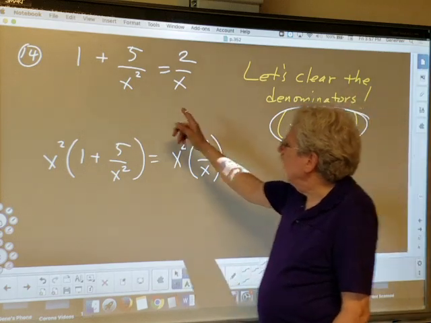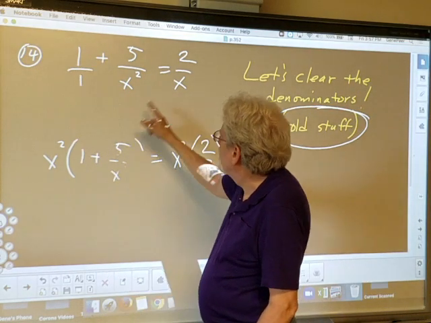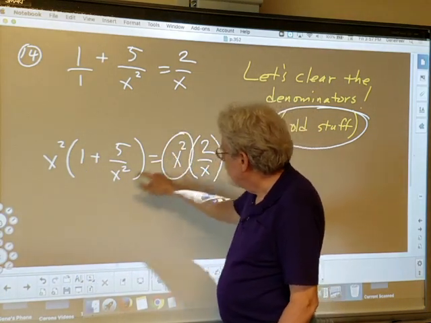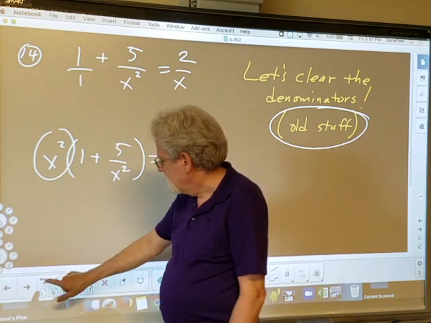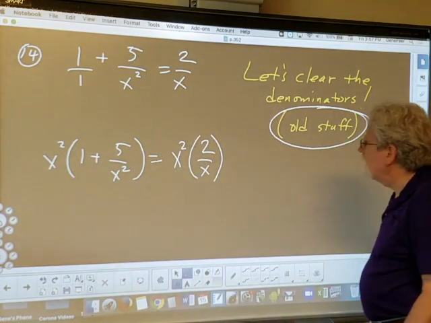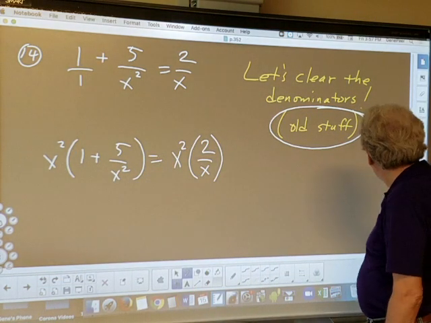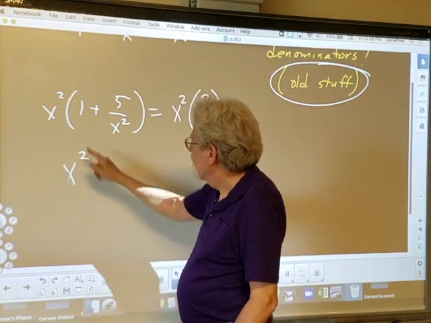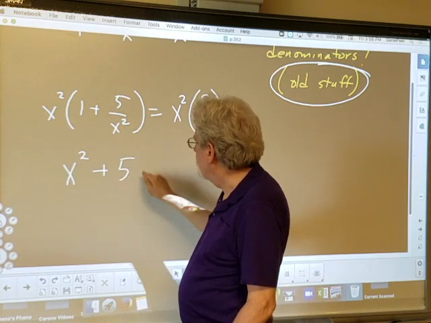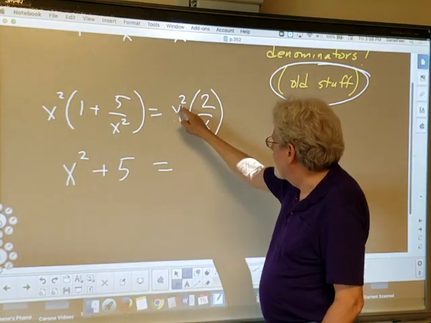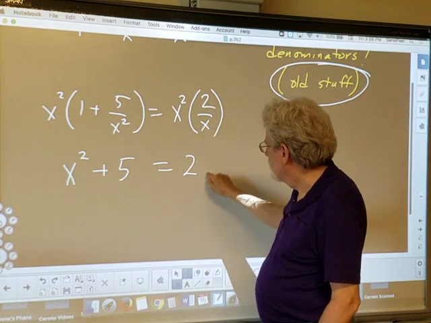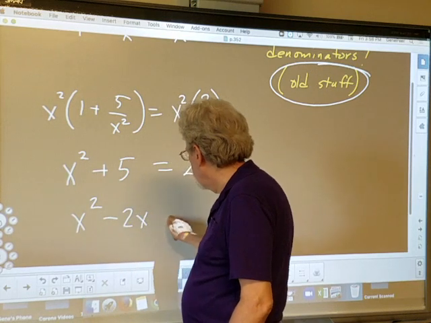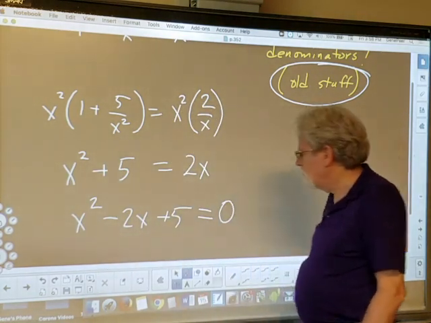How? What's the LCD of all these denominators? x squared. Let's multiply both sides of the equation by x squared. Why? Because that'll make all of our nasty denominators just go away. What do we have? x squared times 1. Here the x squareds cancel, so we have plus 5. Here, one of the x's cancels, that leaves us with 2x. Let's subtract 2x from both sides. We have x squared minus 2x plus 5, and now it becomes a very ordinary problem.